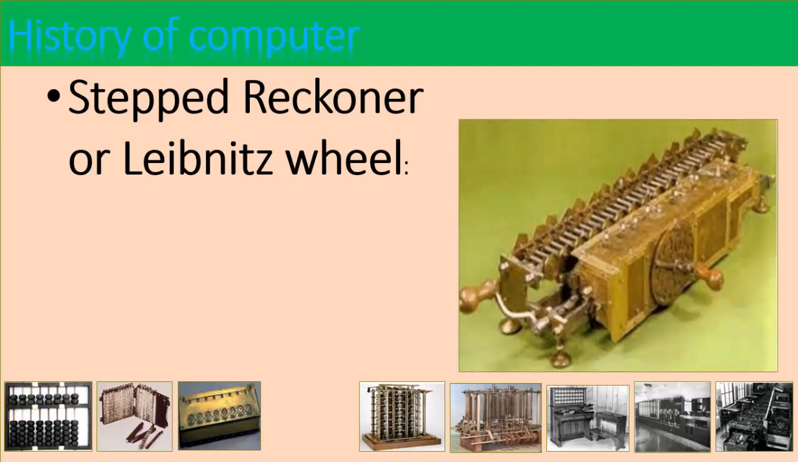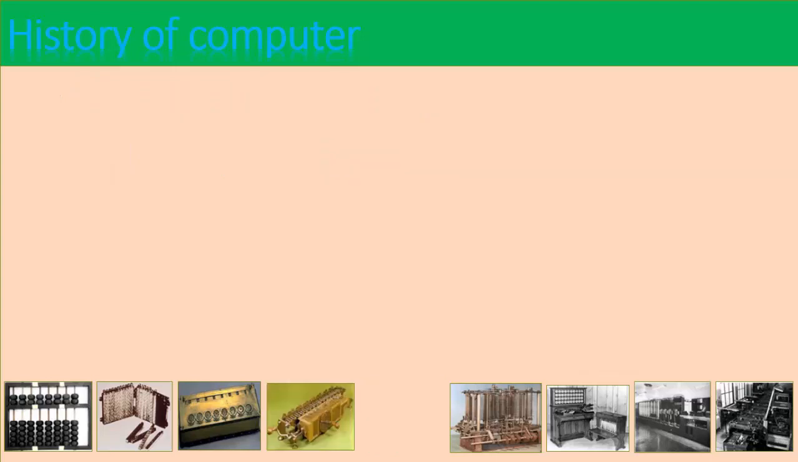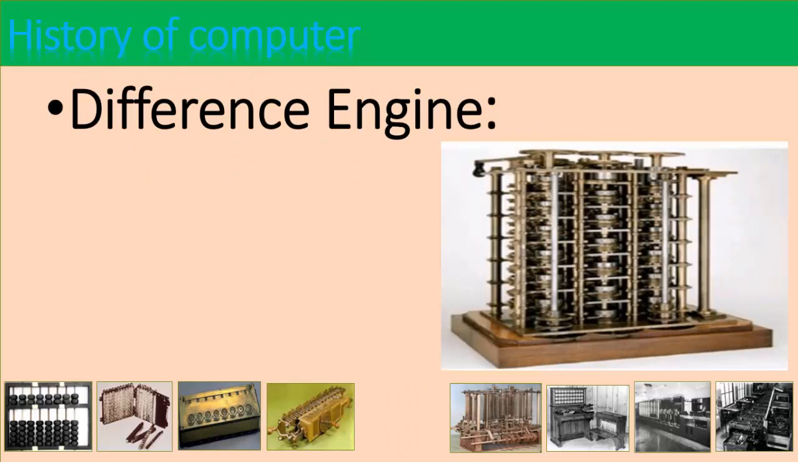The next one, students, was the stepped reckoner or Leibniz wheel. As you are seeing, it also has a gear. It was developed by a German mathematician, Professor Gottfried Wilhelm Leibniz, in 1673. He improved Pascal's invention to develop this machine. It was a digital mechanical calculator, which was called the stepped reckoner, as instead of gears, it was made of fluted drums. The next one, students, is the difference engine.